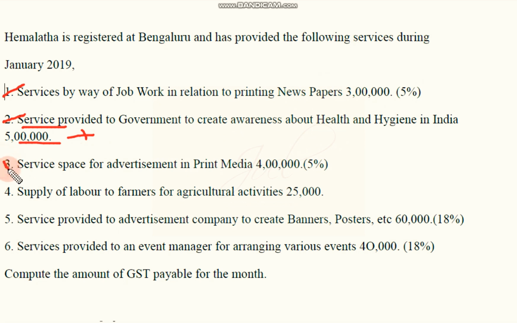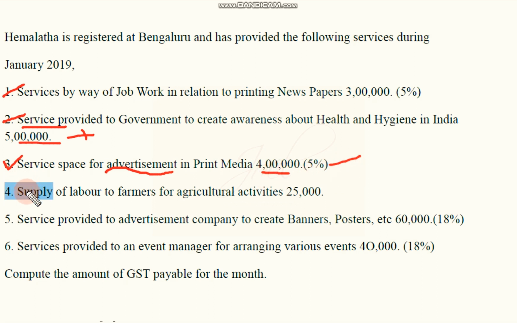Next, service space for advertisement in print media. Advertisement is a service. The value is 4 lakh, the rate is given as 5%. So 4 lakh into 5% we are supposed to do, and that amount we divide equally into two parts. 4 lakh into 5% comes to 20,000, so 10,000 each in the two columns.